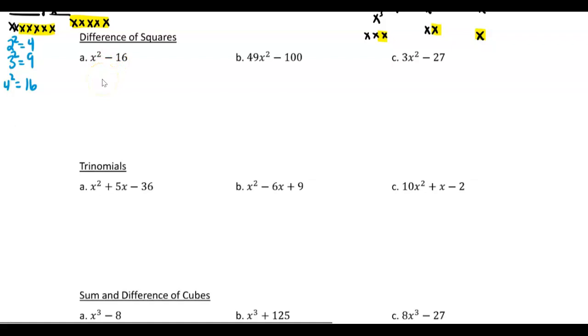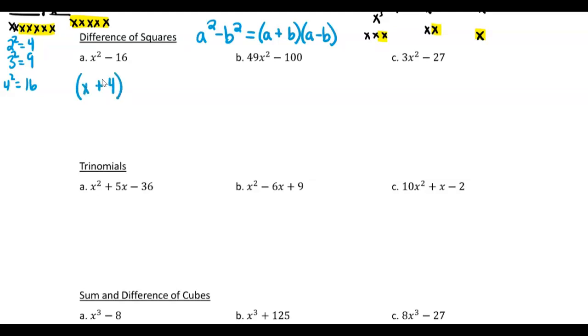So the format for difference of squares is, if you have 2 numbers that are perfect squares and they're subtracting, you can take the square root of the first number, the square root of the second number, and one parenthesis has a plus and the other has a minus. So on this one, it's x squared and 16. The square root of x squared is x. The square root of 16 is 4.